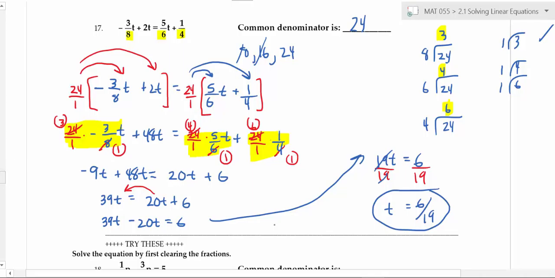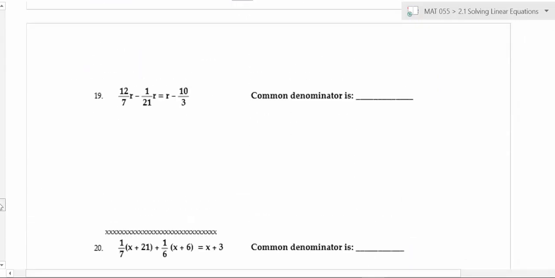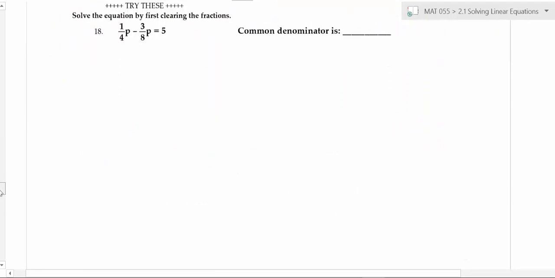Okay, so I will pause this. I'm going to let you guys work a little bit on number 18 and number 19 on the next page, just the next two.